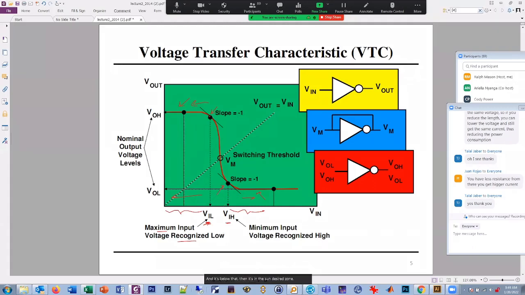I just had a quick question. If there's noise, there would be a sharp kind of spike, which would cause a slope of higher than -1 or whatever. Would that be considered all of a sudden a 0?